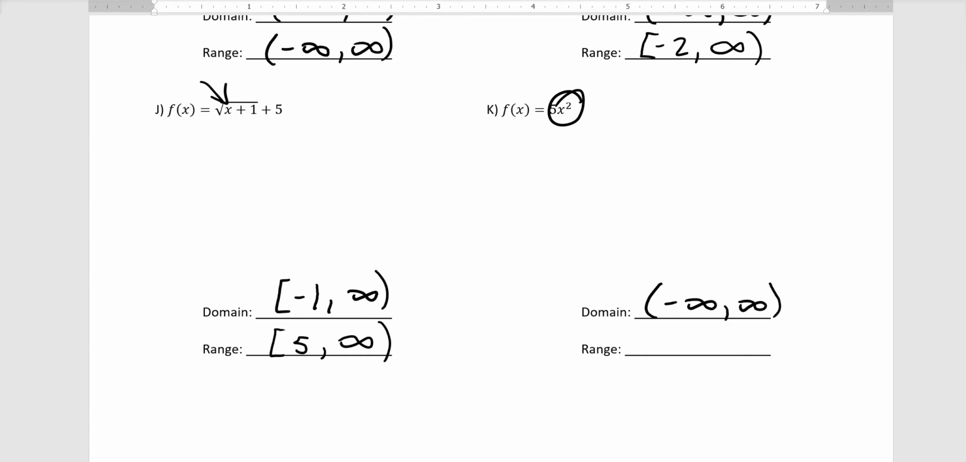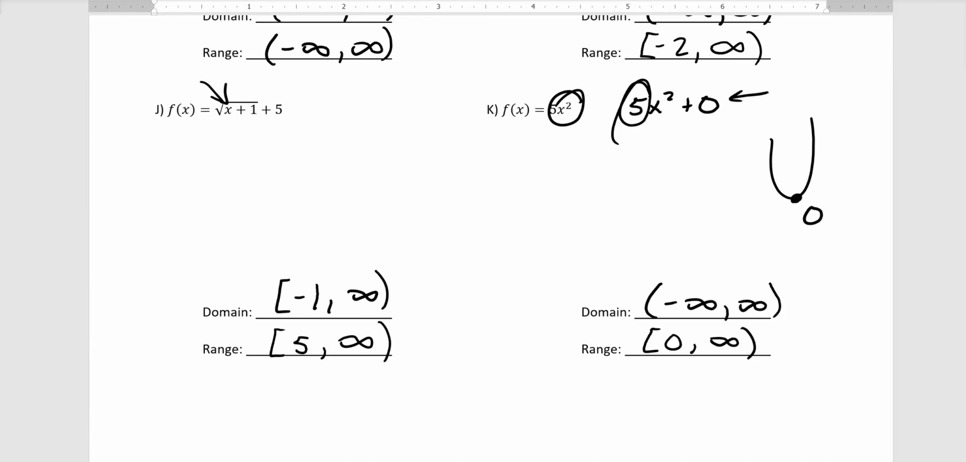I don't have a maximum or minimum value, so we can assume that this is 5x squared plus 0. That's going to be my max or min value. And we know it's a minimum because we have a positive leading coefficient. So with that positive leading coefficient, I know my graph is going to be opening up, and its lowest point is going to be at 0, which tells me my range is going to be hard bracket 0 to infinity.